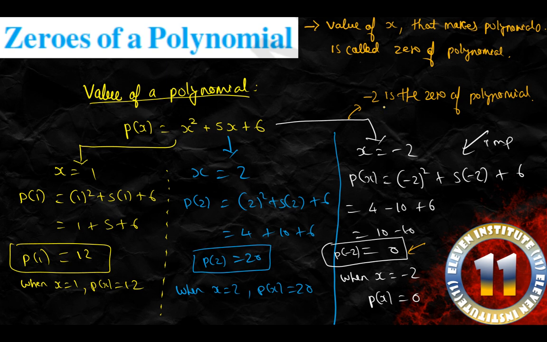In the same way, this minus 2 makes our polynomial 0. Hence it is known as zero of the polynomial. So I think the concept is very much clear.